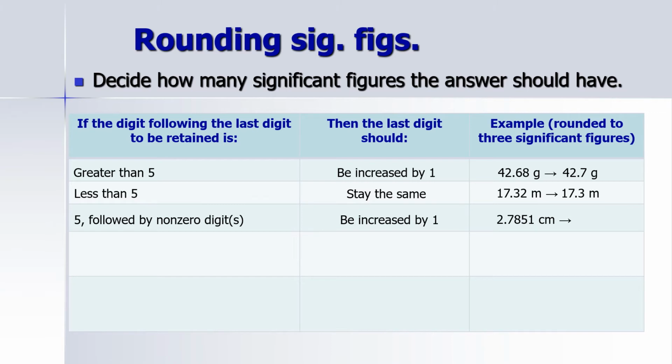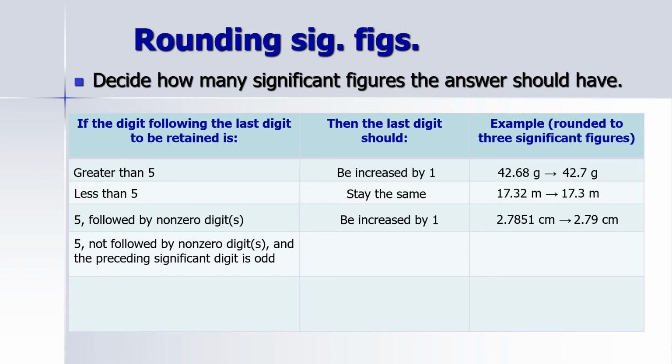For example, here we have 2.7851 centimeters. We want to round that to 3 sig figs as well, which will be 2, 7, and 8. The next number is a 5. Now 5 is followed by a non-zero digit 1, which means we can increase our last digit, the 8, by 1. So that would become 2.79 centimeters.